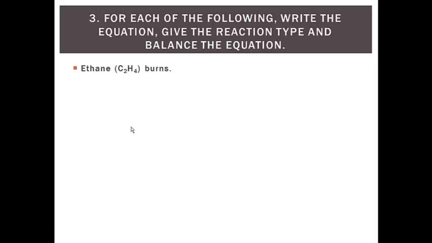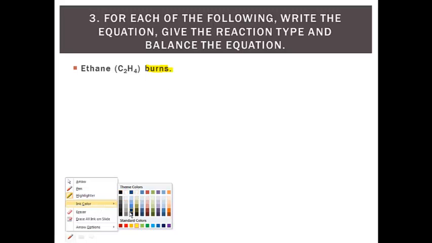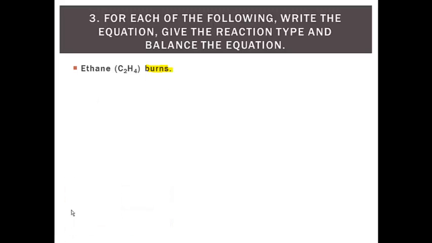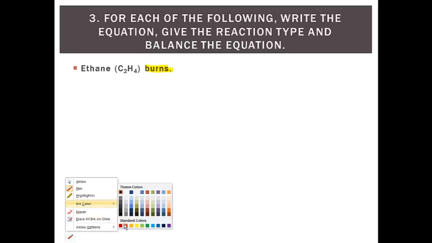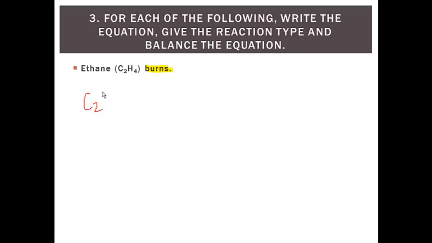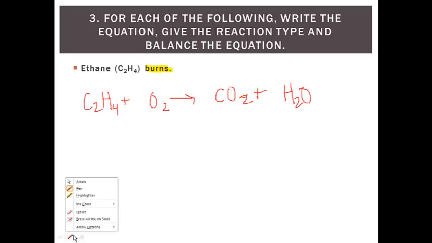Next one, ethane burns, so this should be pretty easy. It says that it burns, so right away I know that this must be a combustion reaction. So ethane is C2H4. It is burning, so that means it's reacting with O2. And we always make CO2 and H2O. These are always the products. So now we're ready to balance.